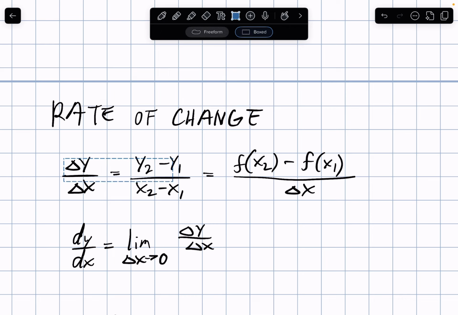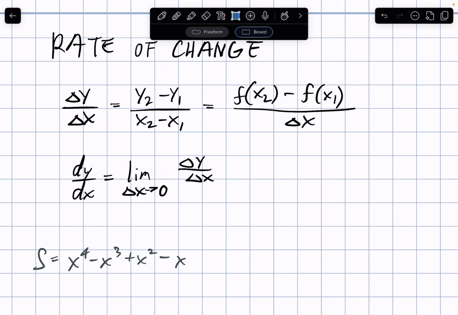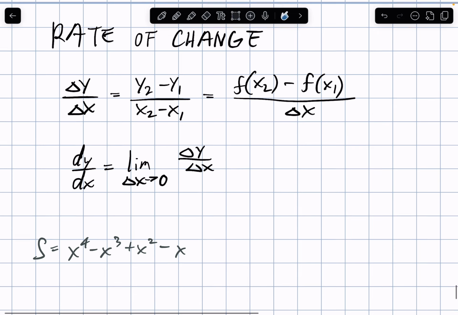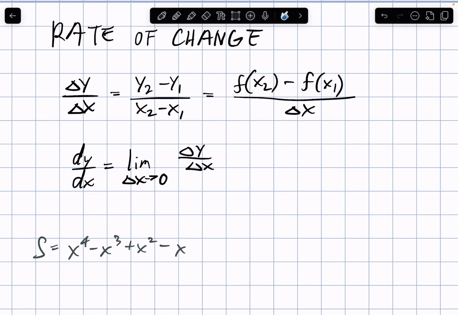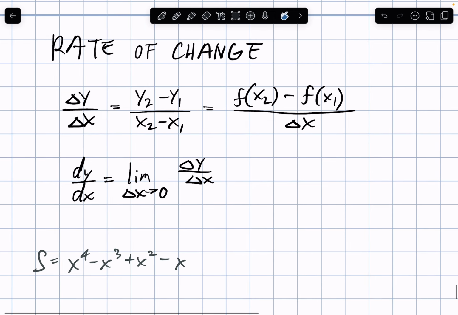So we have this delta y could be written as y2 minus y1. In the same way, delta x could be written as x2 minus x1. And y2 could be rewritten as f of x2, and y1 could be rewritten as f of x1. So as delta x approaches 0, the ratio is approaching a limiting value, which is defined as the rate of change of y corresponding to the given value of x, or this is called the instantaneous rate of change.